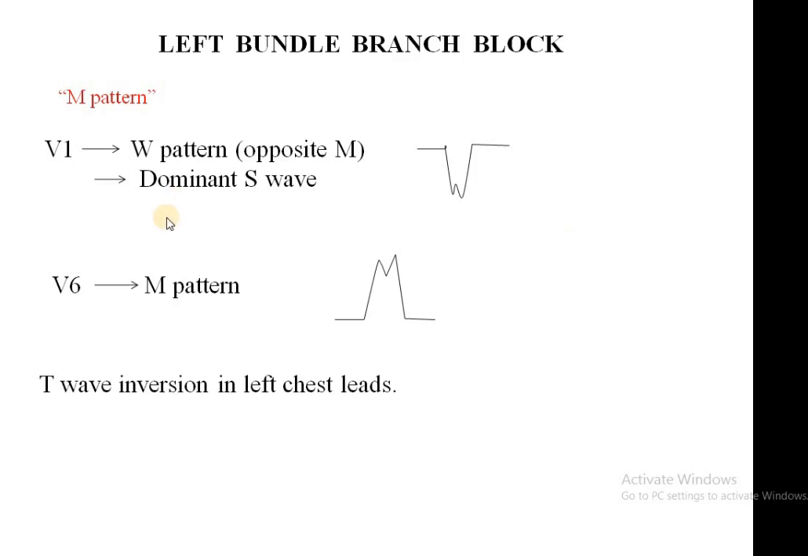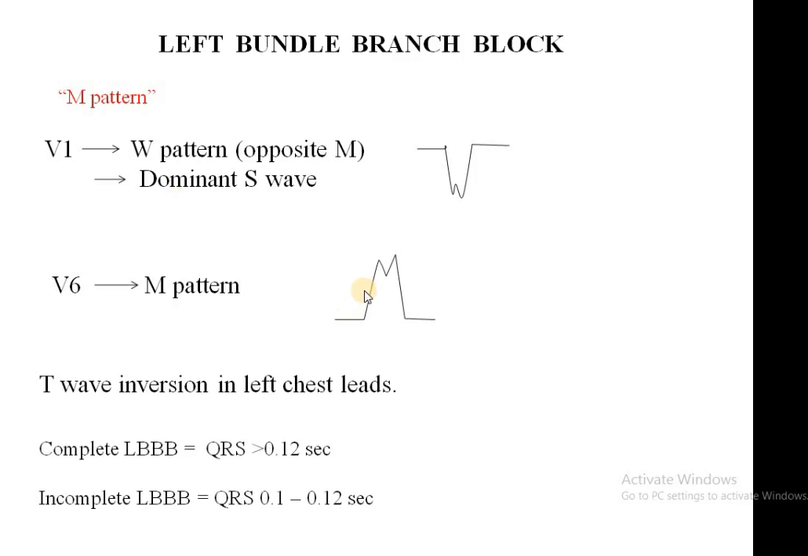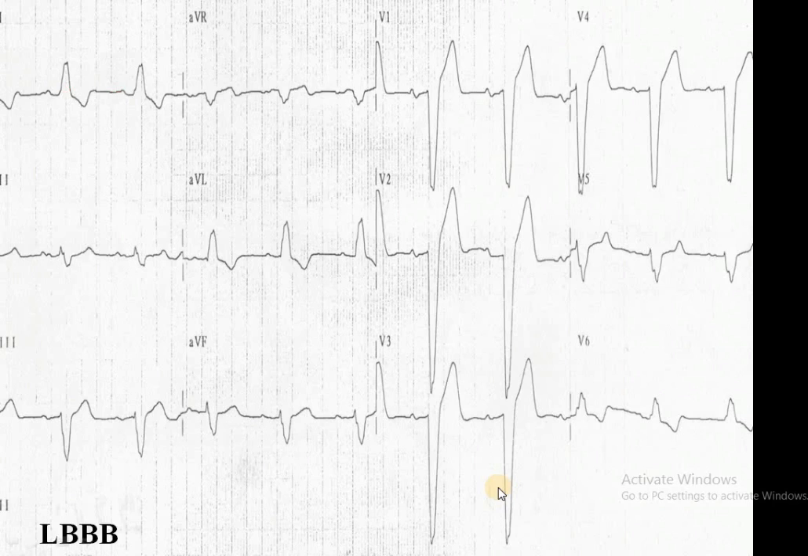T wave inversion in left side chest leads, V5, V6. It is again two types, complete and incomplete, and same criteria, QRS more than 0.12 second in complete left bundle branch block, and in incomplete left bundle branch block QRS will be 0.1 to 0.12 seconds. Now this is the ECG. Let us see V1. We have the P wave biphasic, R S wave, T wave.